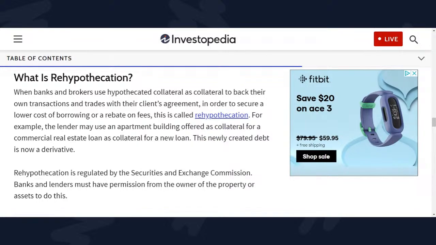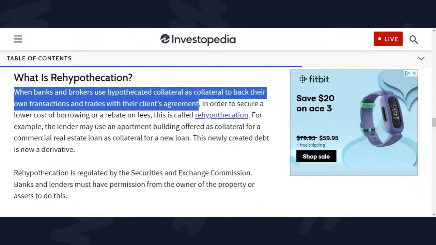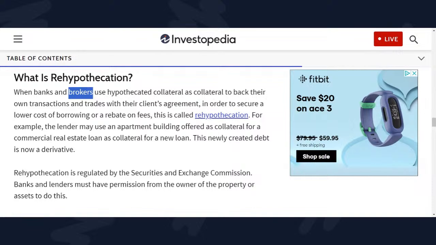Rehypothecation is when banks and brokers use hypothecated collateral as collateral to back their own transactions and trades with their client's agreement. So when you go to the court and you talk to that clerk, he is a broker, and they use the hypothecated collateral, your legal name, with the social security number attached to that address. And they hypothecate through bifurcation and treat you as a trustee, just like them, as if you're a clergy broker, making an equal consideration in that same investment.